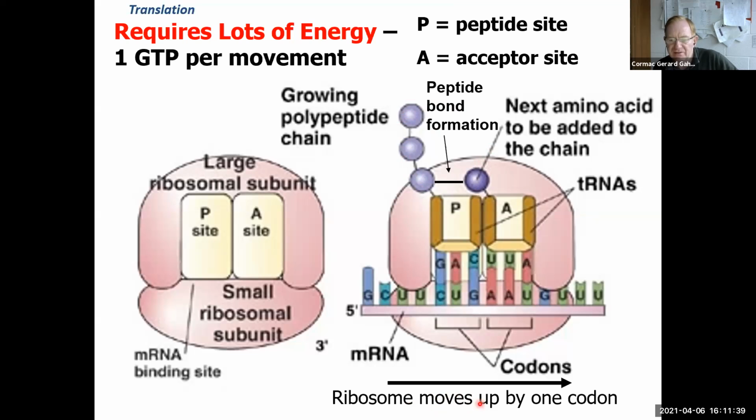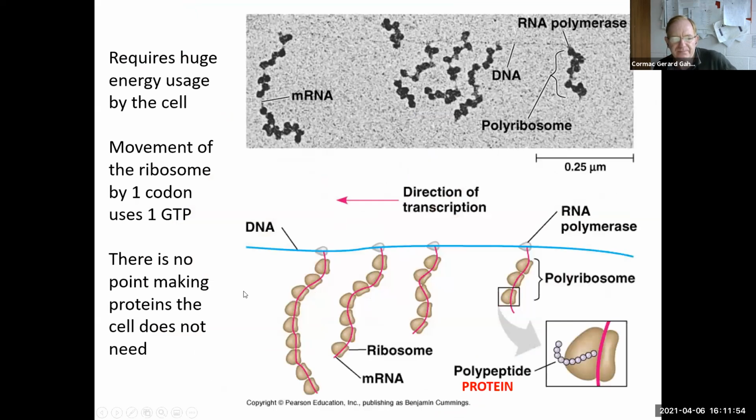But the point I want to make is that this actually uses a lot of energy in the cell. Every time a ribosome moves up by one codon and adds a new amino acid, it utilizes 1 GTP just to do this. So you don't have to learn the slide or anything, but what it's showing you is these little protein factories in the cell, lots of polyribosomes, lots of ribosomes making lots of protein. This is very energy utilizing in the cell. It uses a lot of energy in the cell.